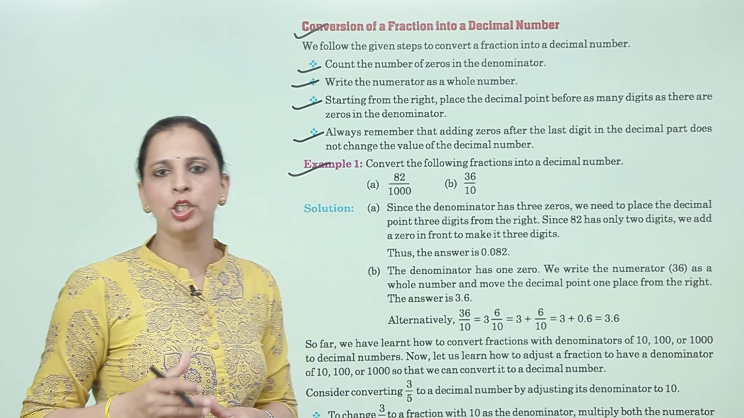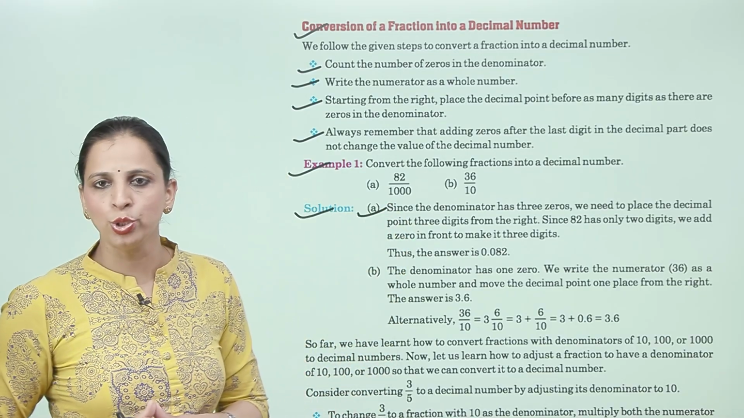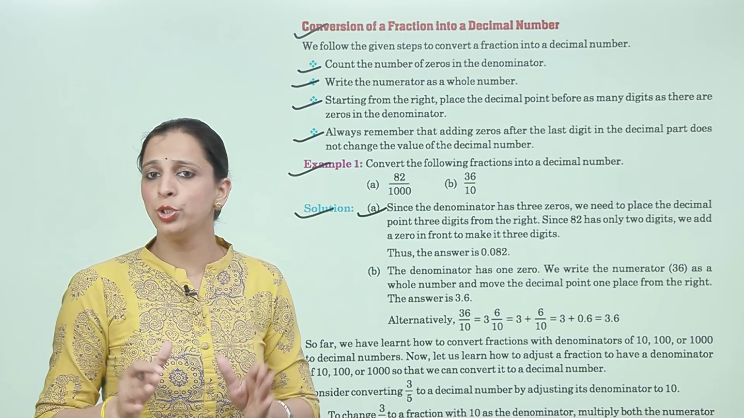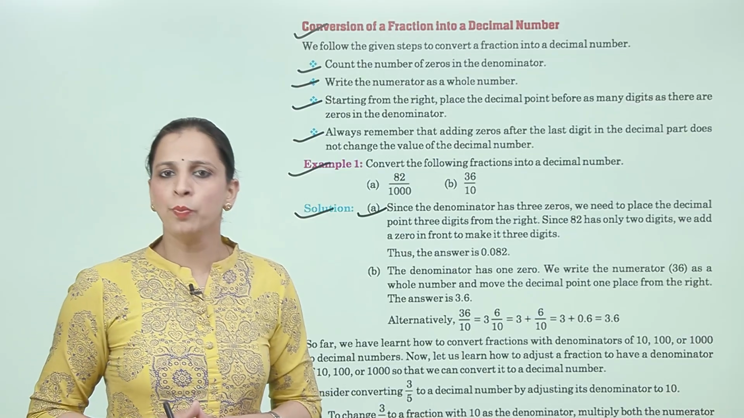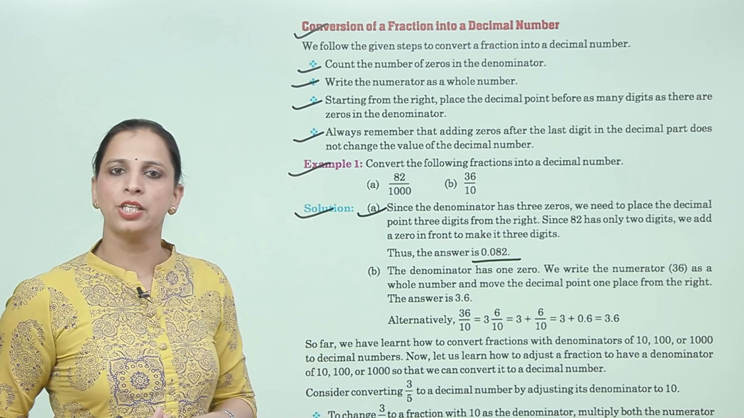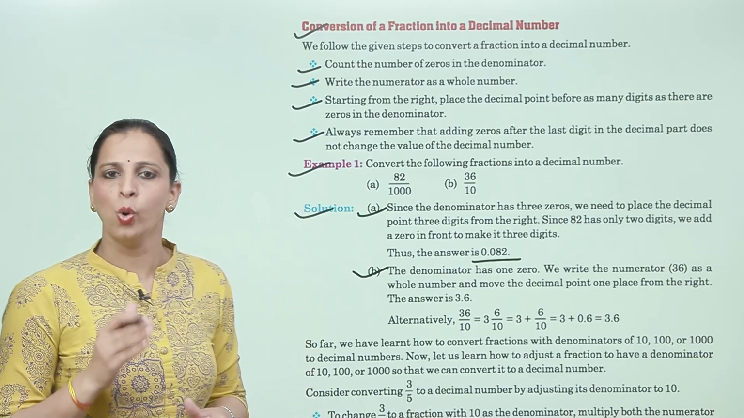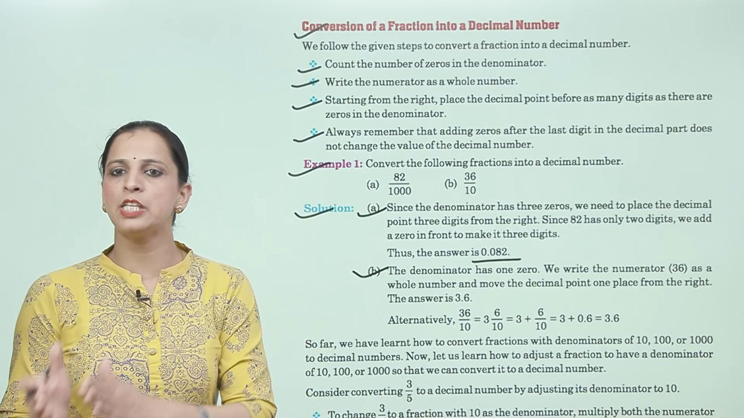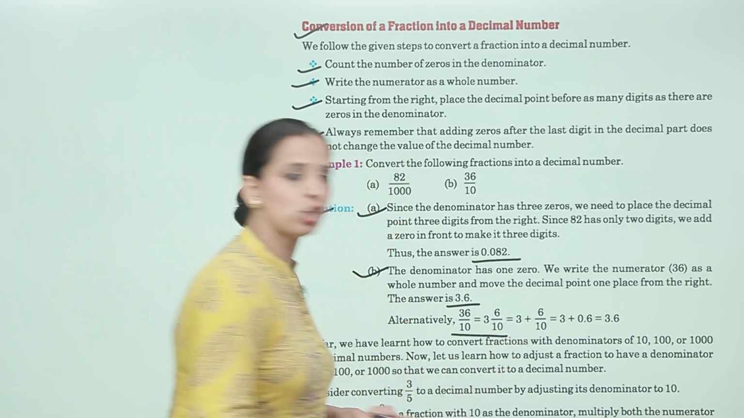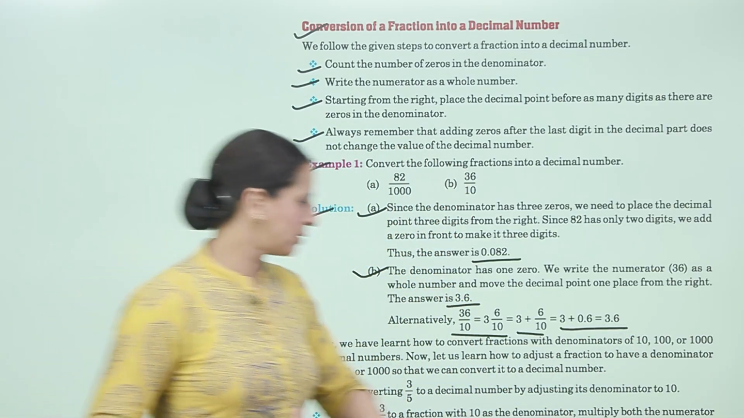Now, example 1. Convert the following fractions into a decimal number. 82 by 1000. Solution. Since the denominator has 3 zeros, we need to place the decimal point 3 digits from the right. Since 82 has only 2 digits, we add a 0 in front to make it a 3 digit number. Thus, the answer is 0.082. Now next is 36 by 10. The denominator has 1 zero. We write the numerator 36 as a whole number and move the decimal point 1 place from the right. The answer is 3.6. Alternatively, 36 upon 10 is 3 and 6 by 10, that is 3 plus 6 by 10, or 3 plus 0.6, that is 3.6.